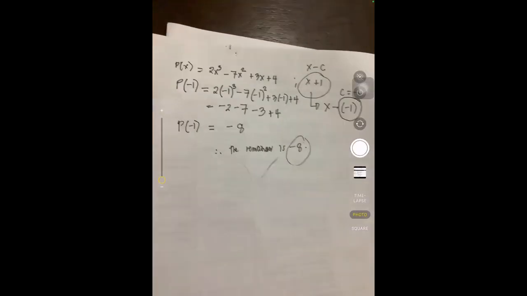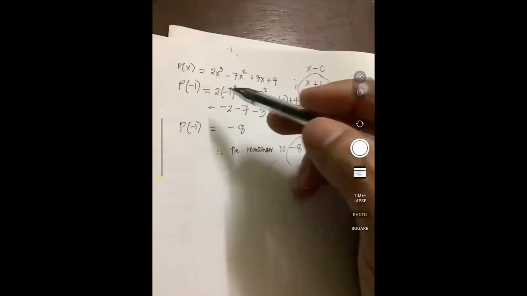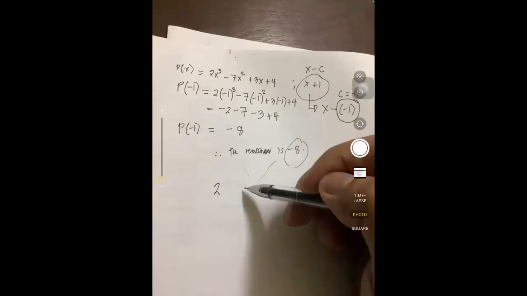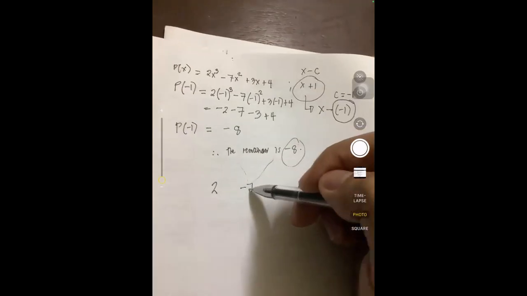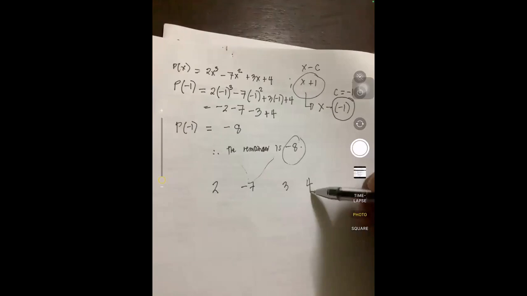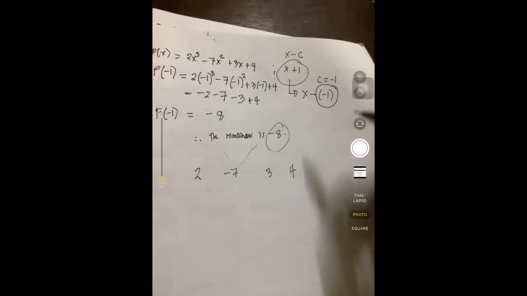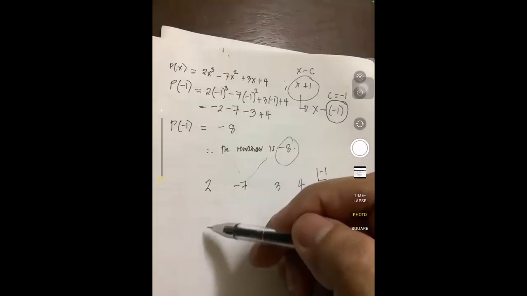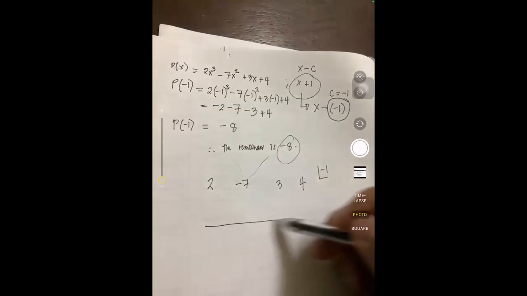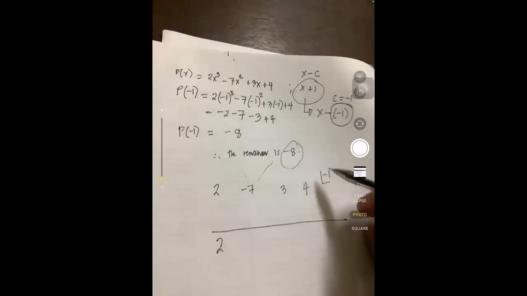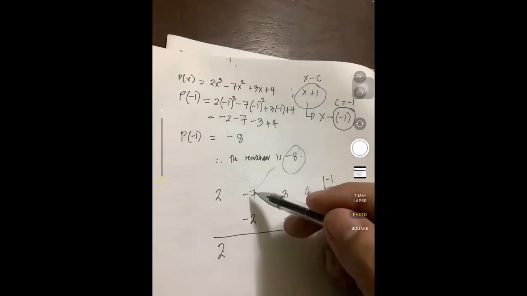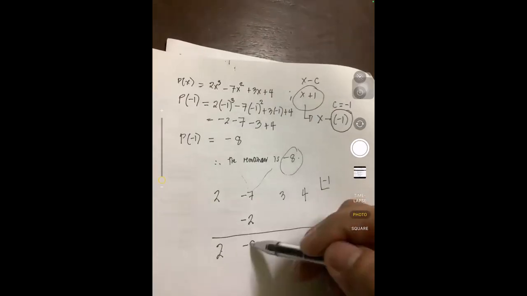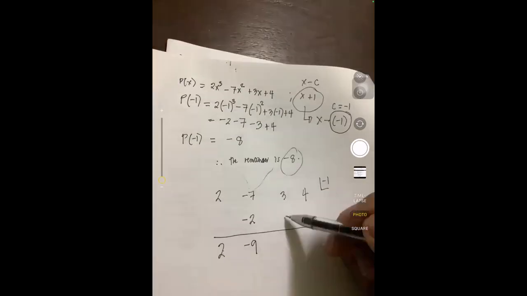Let's try to verify. If I will be using synthetic division, I will copy the coefficients. You have 2, negative 7, 3, 4. Then I will use the same value of c, which is negative 1. So that is 2. 2 times negative 1 is negative 2. Then negative 7 plus negative 2 is negative 9. Then negative times negative will become positive.